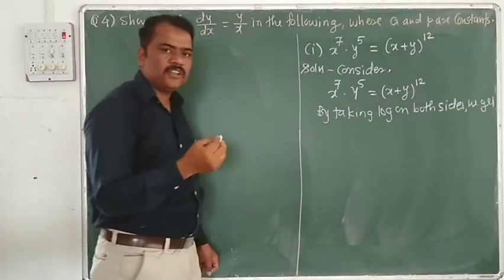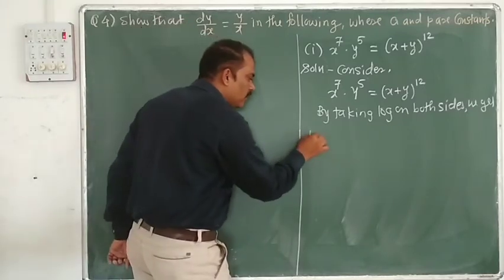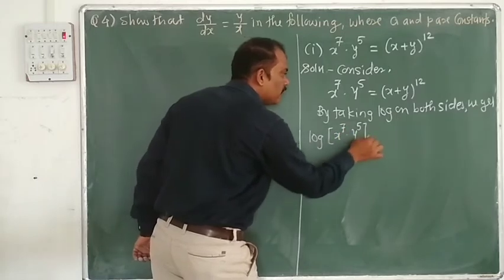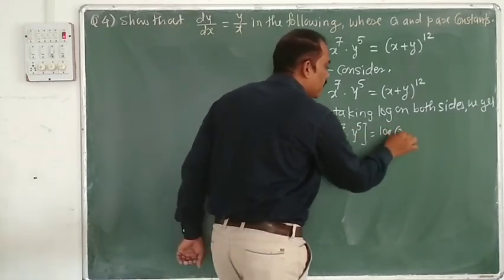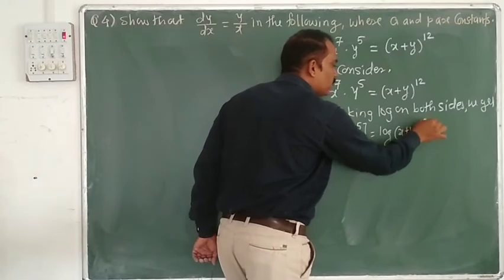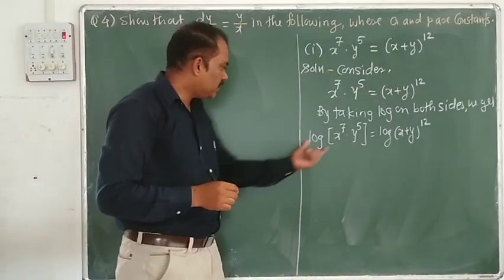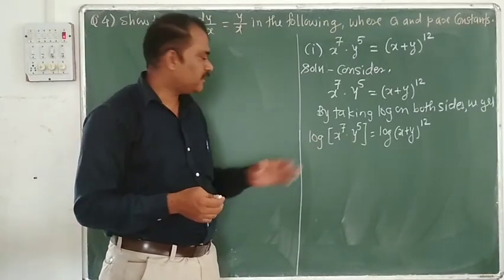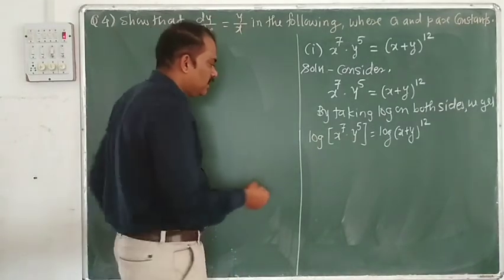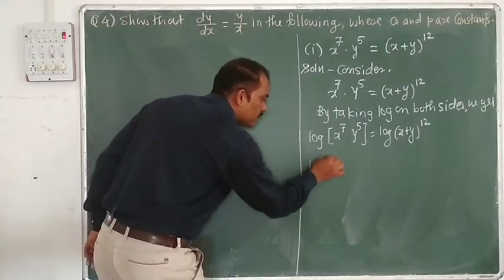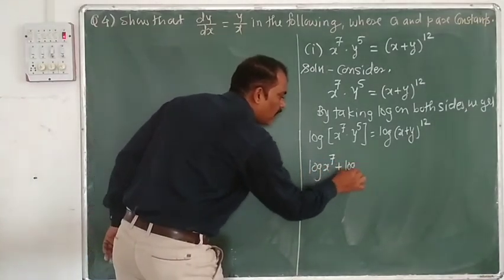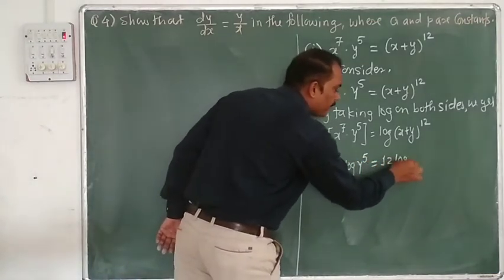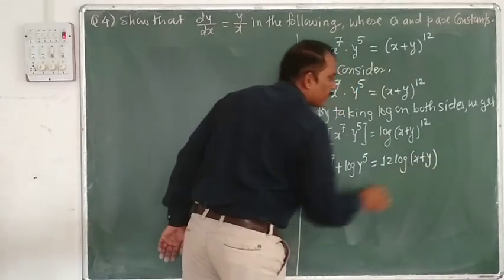We have to take the log on both sides with base e, so that log of x raised to 7 into y raised to 5 is equal to log of x plus y raised to 12. By using the rules of the logarithm, since multiplication is there, we can express it in terms of addition. So log of x raised to 7 plus log of y raised to 5 is equal to 12 times log of x plus y.